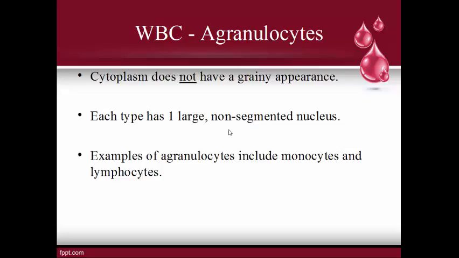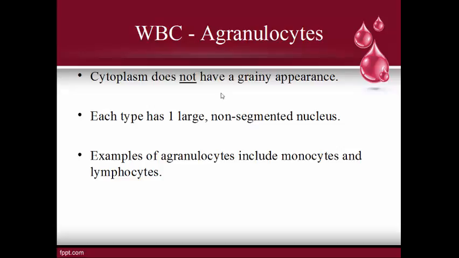And they're called agranulocytes because they do not have that grainy appearance. The prefix a or an means without. So without grains, without granulocytes. Both of these tend to be much larger than the cells around them. They usually have one large, non-segmented nucleus. And there are 2 types of these, and they're very common to confuse with each other, but I'll give you a way to keep them straight.